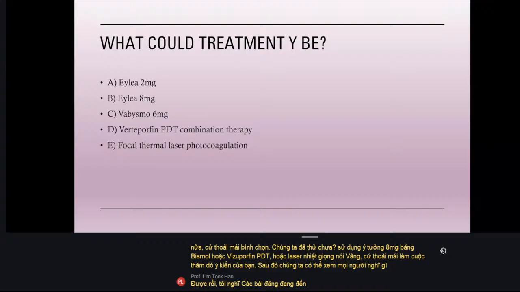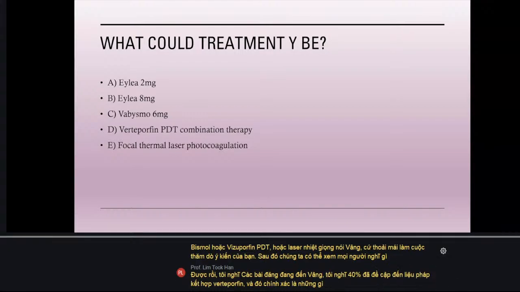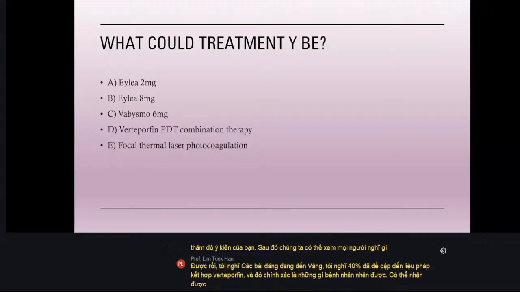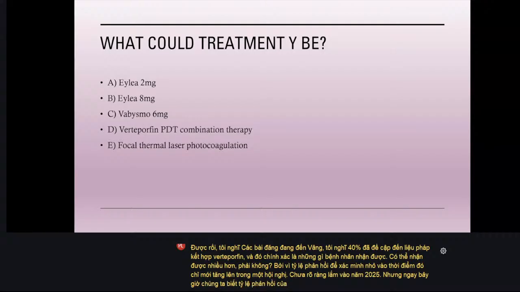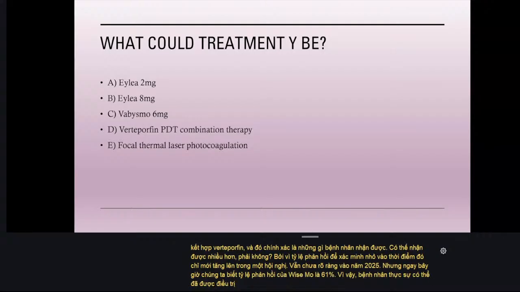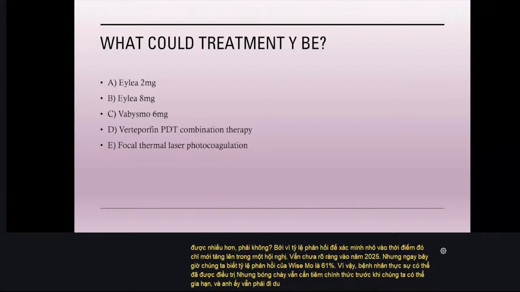Okay, so I think 40% mentioned verteporfin combination therapy, and that's exactly what the patient received. The patient actually could have received Vabysmo, because the response rate to Vabysmo at that time had just come out from a conference, not so clear yet in 2025, but right now we know that the Vabysmo response rate is 61%. But he would still need at least 4 more injections before we can extend, and he will still have to travel back and forth for quite a number of visits.